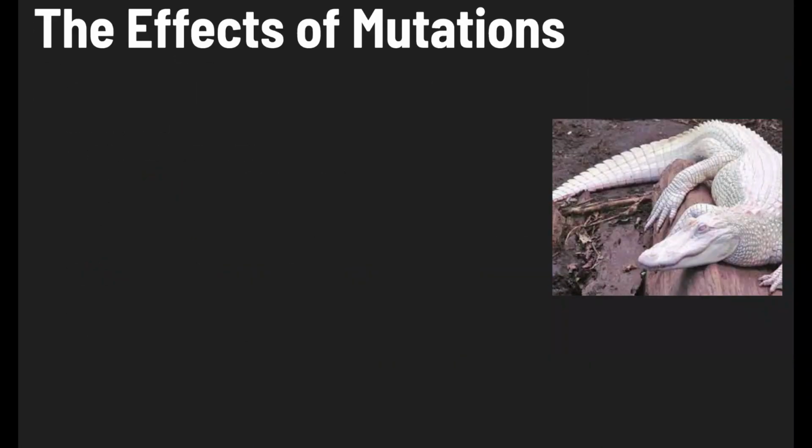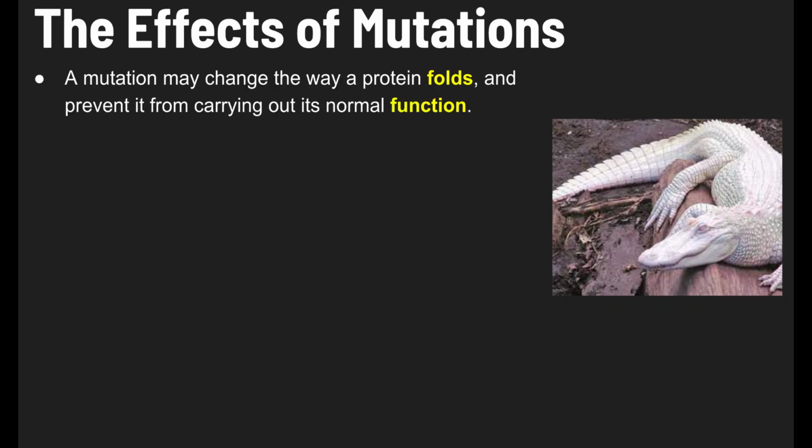Okay, so I identified some types of mutations. Now let me talk about the effects of mutations. A mutation may change the way that a protein folds. So, if you'll recall the process of protein synthesis, that's where you use DNA to make RNA and you use the RNA to make protein. So, you go from DNA to RNA to protein.